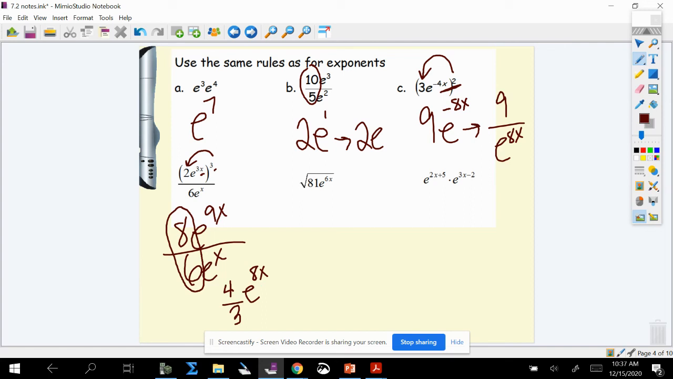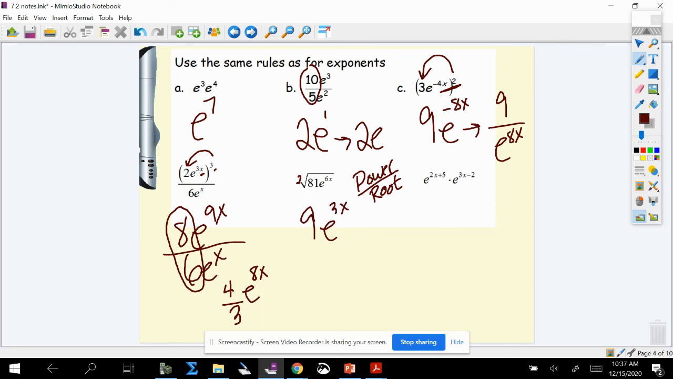If you're taking a radical, like a square root or a cube root, you're going to take the root of the number, the coefficient. The square root of 81 is 9. And then to simplify the e's, you're going to do power over root. That should sound familiar from last chapter. So we have the 6x power, the root is 2. So 6x divided by 2 is 3x.